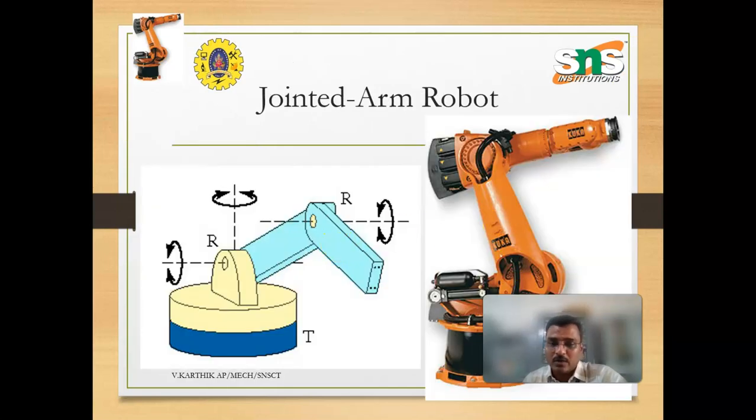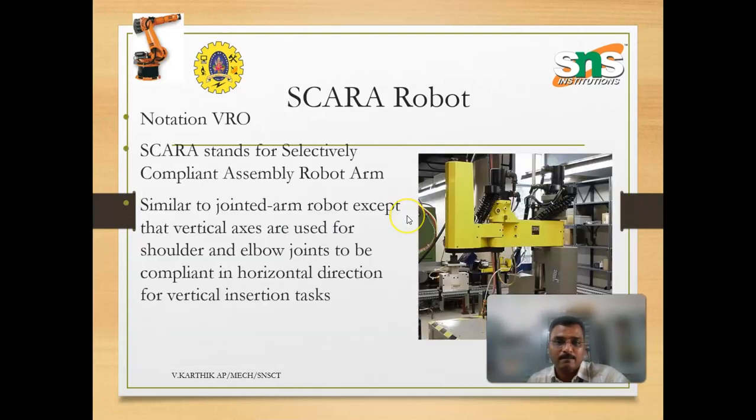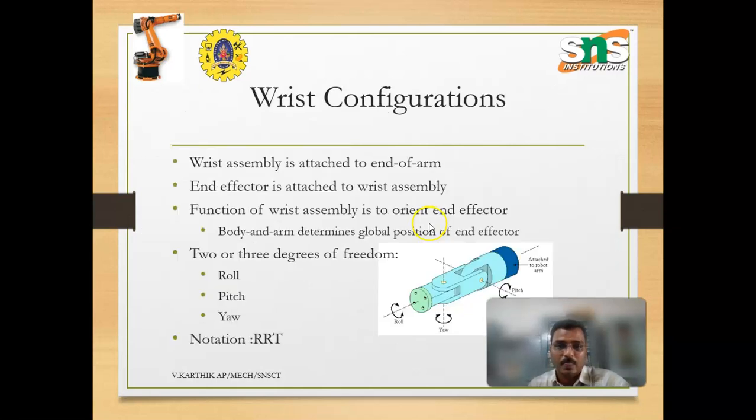Joint arm robot: this is the robotic manipulator, and this is the arm and this is the wrist, where the wrist is nothing but the rotational wrist, which will rotate as per the requirement. SCARA robot. I think many of us know how the SCARA robot is like a jointed arm robot, which uses a vertical axis. It uses the shoulder and elbow joints to be compliant in the horizontal directions for vertical insertion.